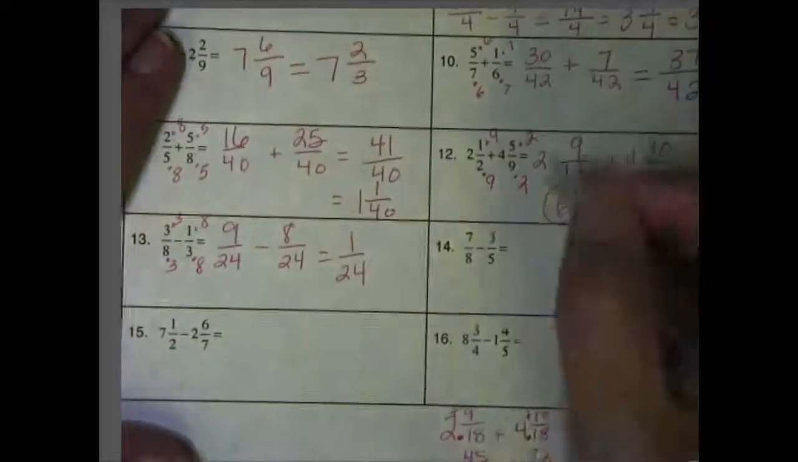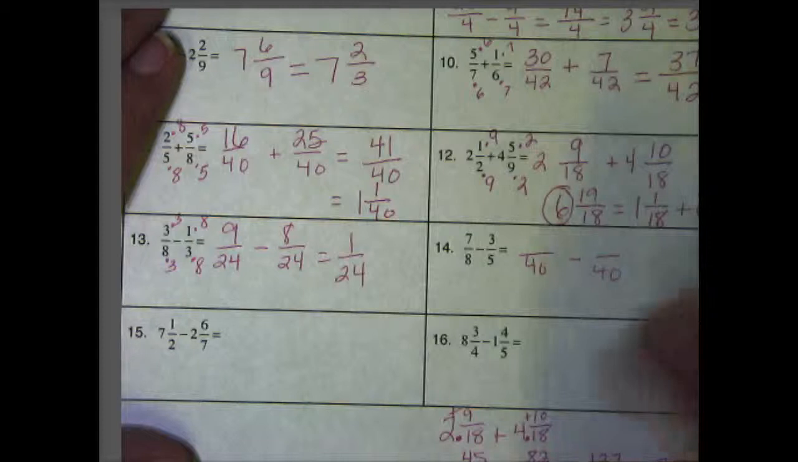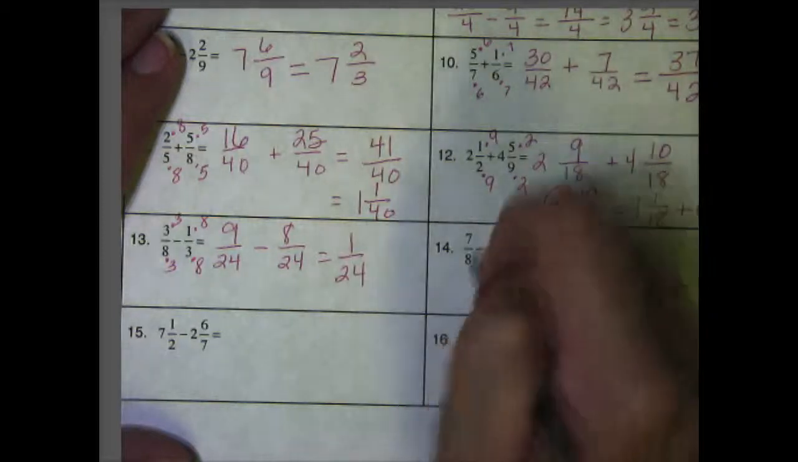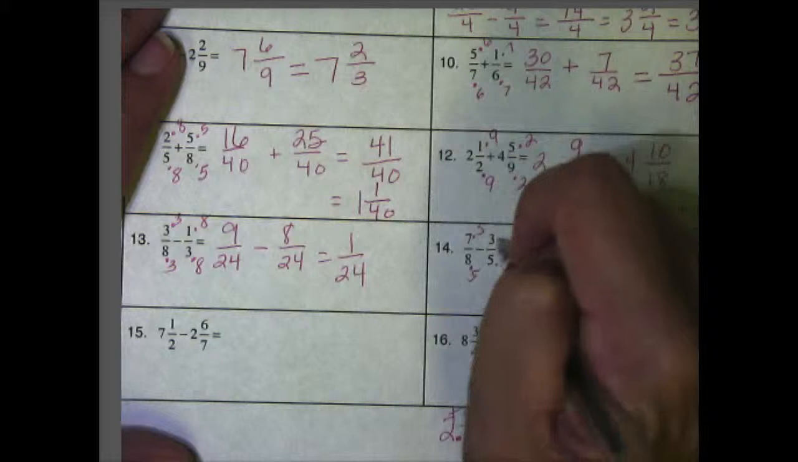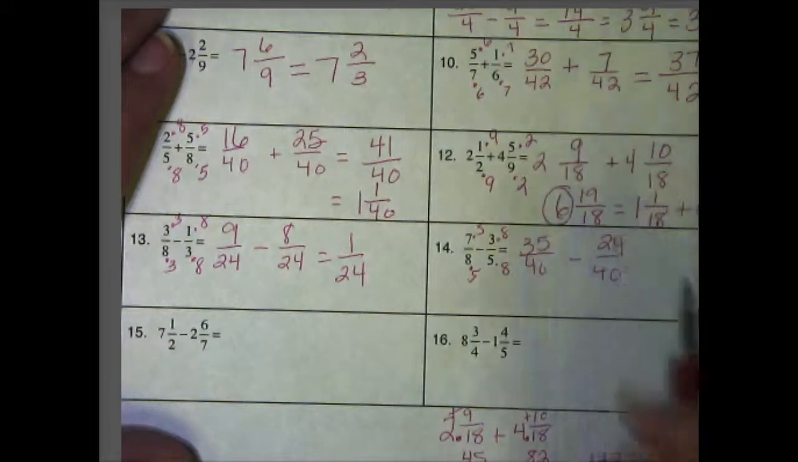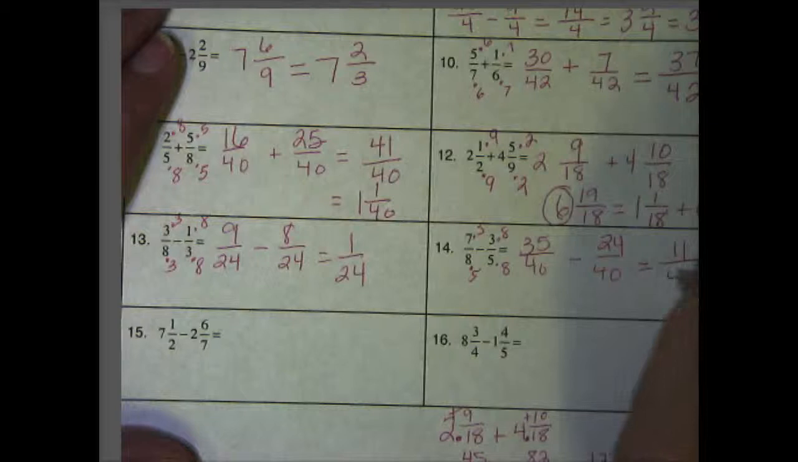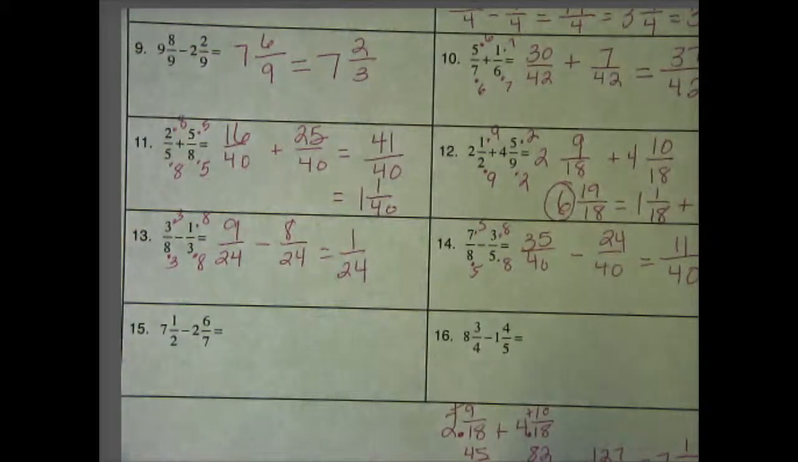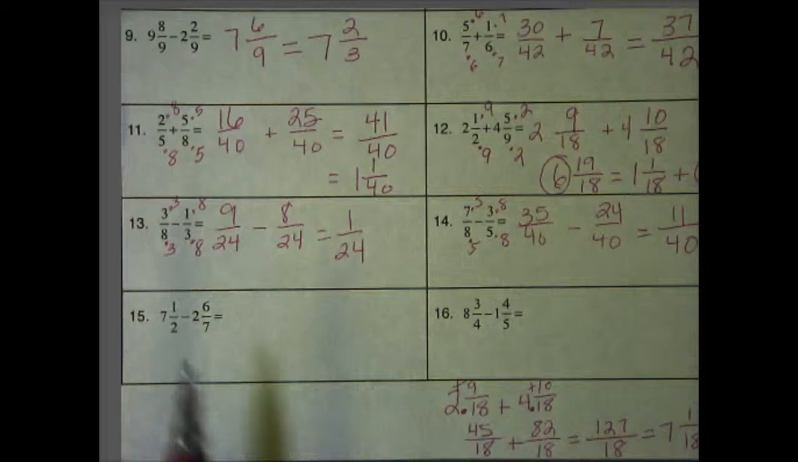Number 14, our least common denominator is 40. 8 times 5 is 40, so 7 times 5 is 35. 5 times 8 is 40, so 3 times 8 is 24. 35 minus 24 is 11, and 40 remains the same. And again, that one's already simplified, so we don't need to do any extra work.